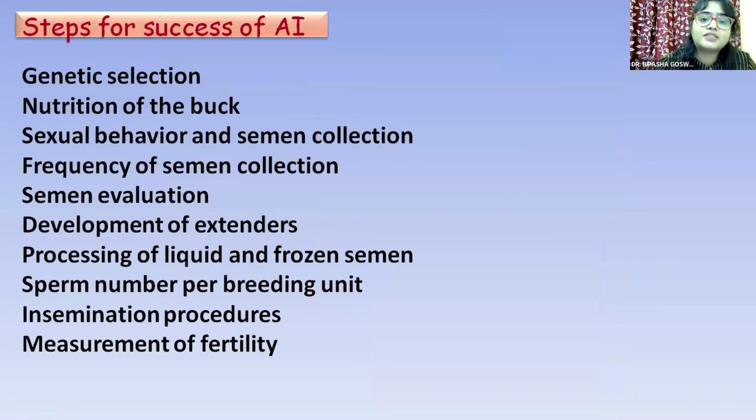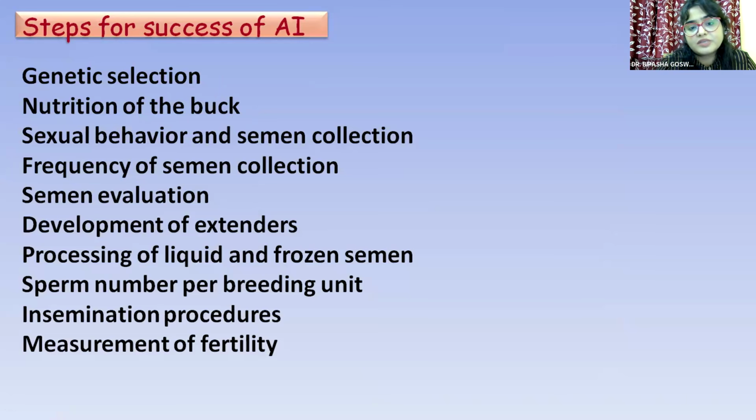Steps for success of AI: genetic selection. If we select a breed with a good genetic makeup, then the AI can be performed successfully. Nutrition of the buck: if the buck is free from disease or any illness and the nutrition is okay, then the buck can give semen of good quality. Sexual behavior and semen collection.